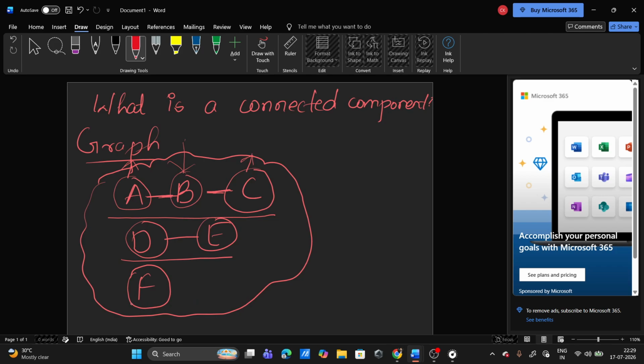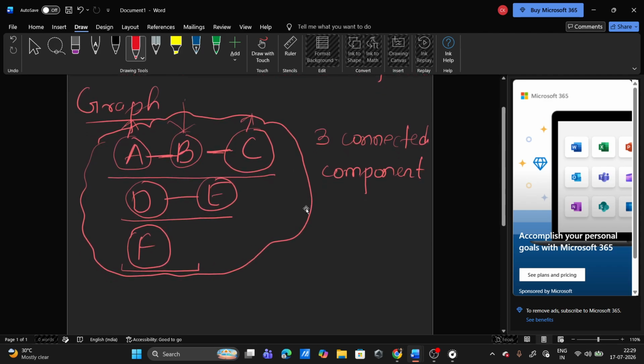So in this graph, we have three connected components. Let me give you one very interesting example. It will help you understand more things about a connected graph. Then we'll come to its definition.